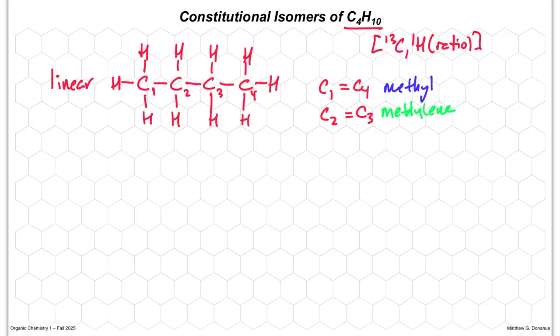So the name changes based off the number of protons attached, right? Is that consistent? Yes. So methyl, methylene, and then a CH, I'll tell you. A carbon with no hydrogens doesn't have a special name for it, really.